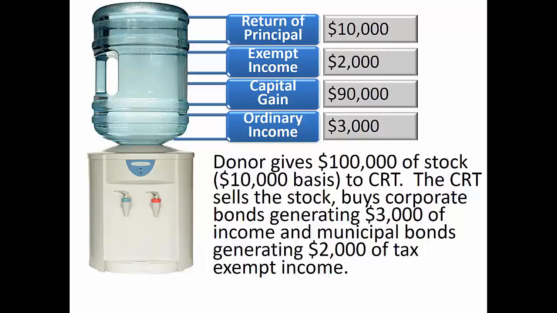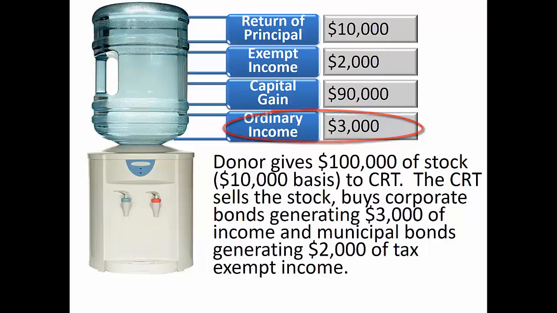The donor's $10,000 basis is included in the trust as an asset that could be paid to the annuitant as tax-free return of investment. At the next level, the trust has earned $2,000 of tax-exempt income from its investments in municipal bonds. Next, the trust has $90,000 in capital gains from the sale of stock for $100,000, because the stock was purchased by the donor for $10,000. Finally, at the lowest level, the trust has $3,000 of ordinary income earned from the corporate bond investments.